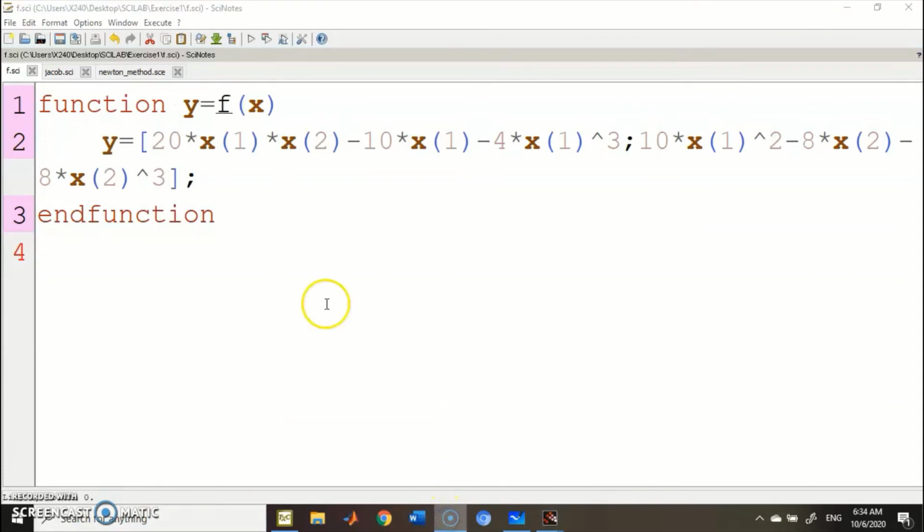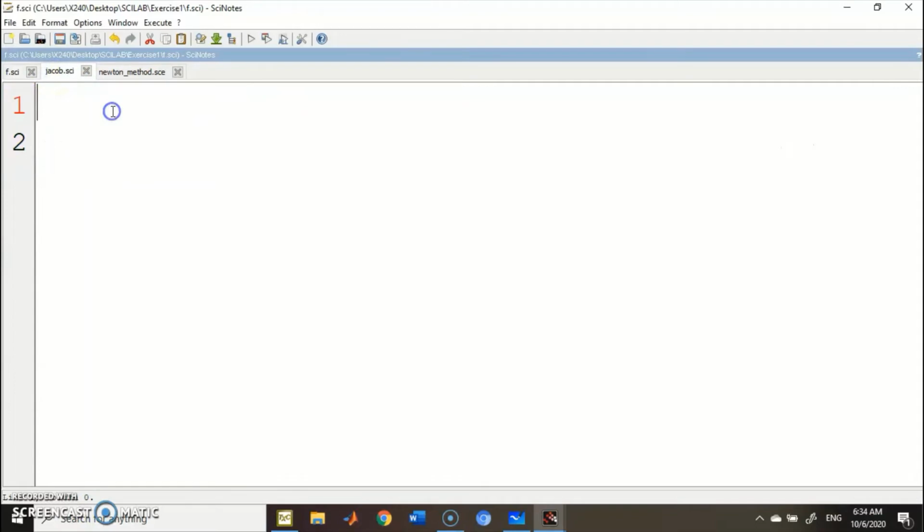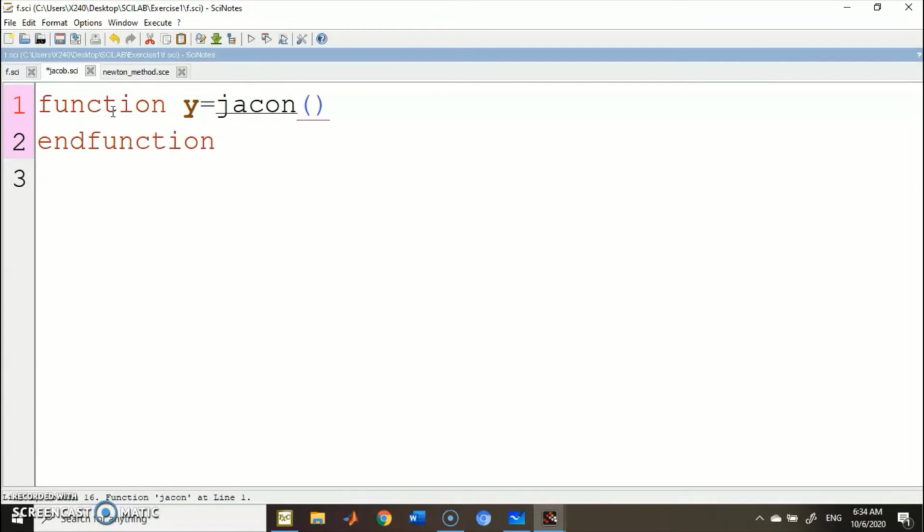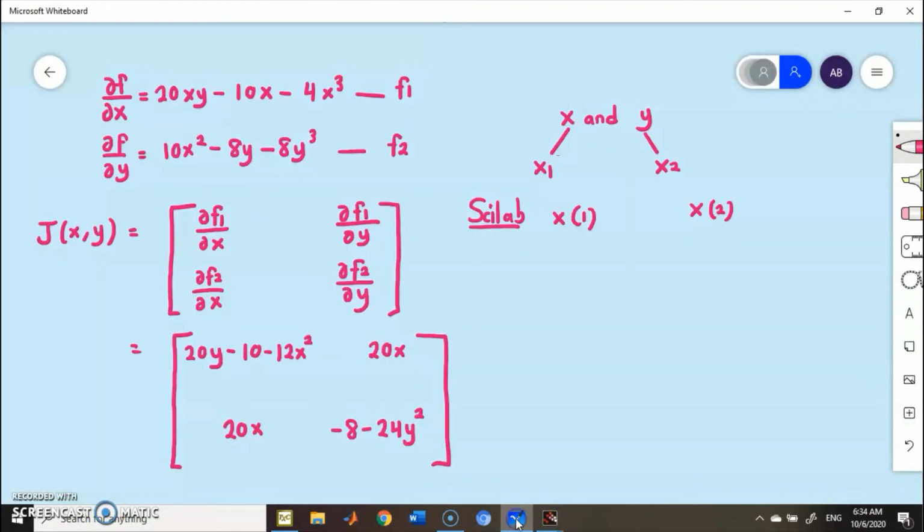Okay, now I want to move to another function, which is the Jacobian. Write it as y equals Jacob x. Remember, the Jacobian is a 2 by 2 matrix. Okay, this is my Jacobian. It's a 2 by 2 matrix.